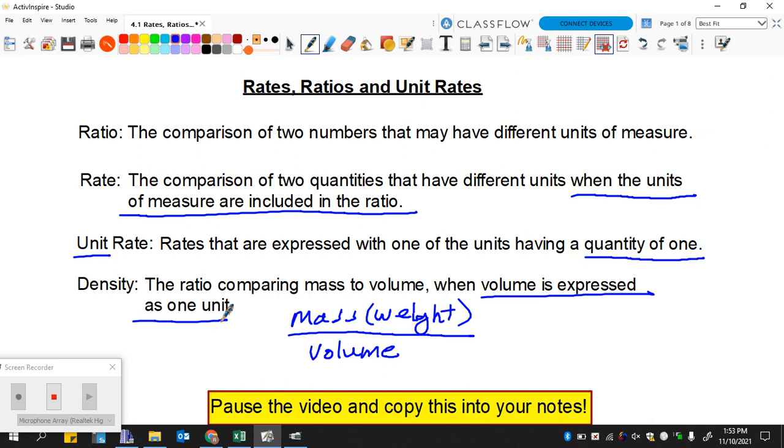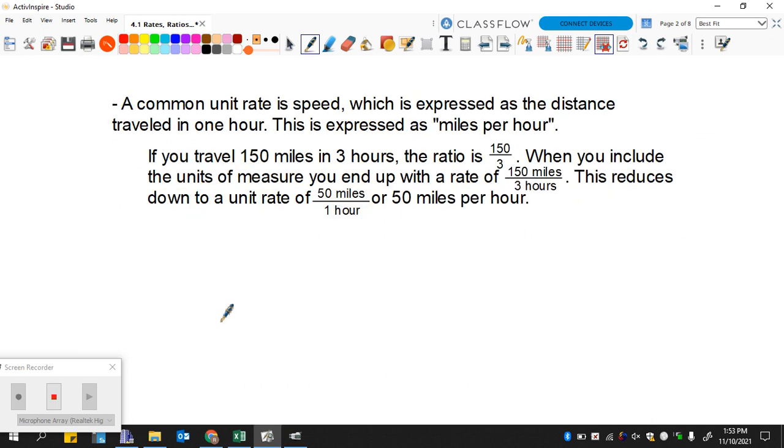So let's look at a common one. A common unit rate is speed, which is expressed as the distance traveled in an hour. We look at that as miles per hour, which is how we generally refer to it. Anytime you see the word per, that means for 1 unit. In this case, it would be the miles for 1 hour.